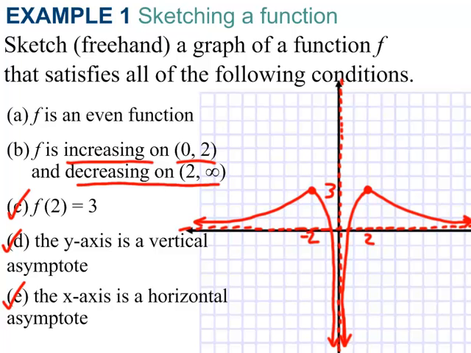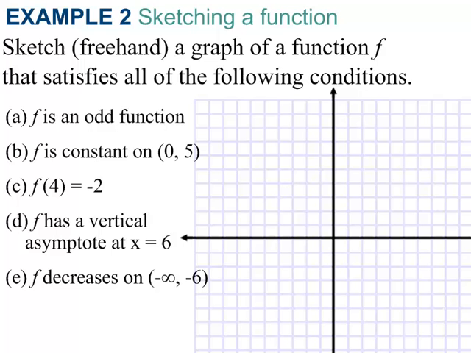Something like this. I'll step back and I'll look and make sure that I've honored all of the clues. It is an even function. It is increasing from 0 to 2 and decreasing from 2 to infinity. It did go through the point (2, 3), and I did get asymptotes along both axes. Okay, so we are done with that one. Let's go on to the second example.